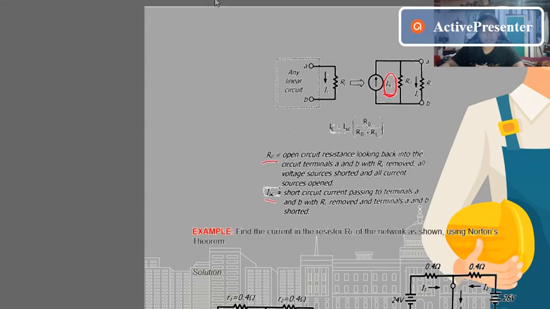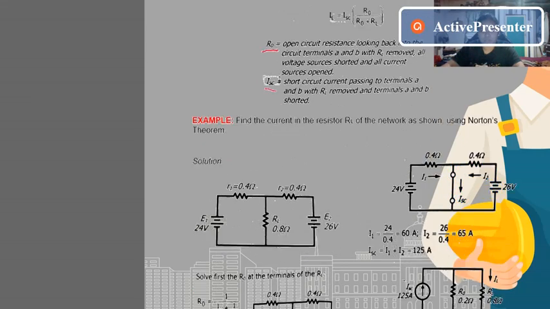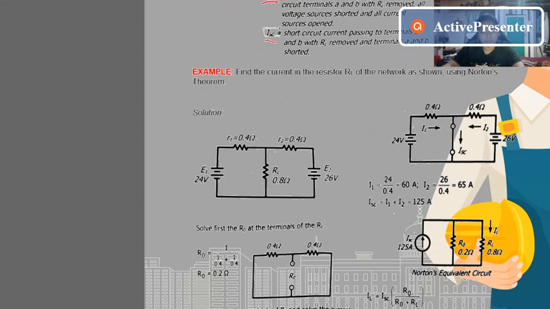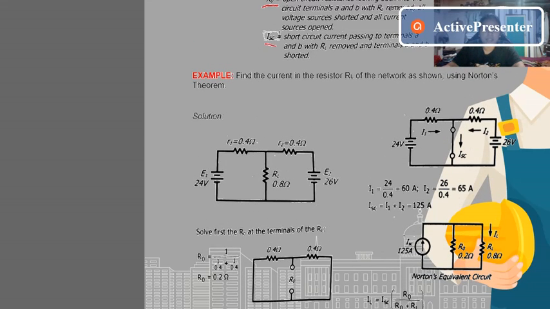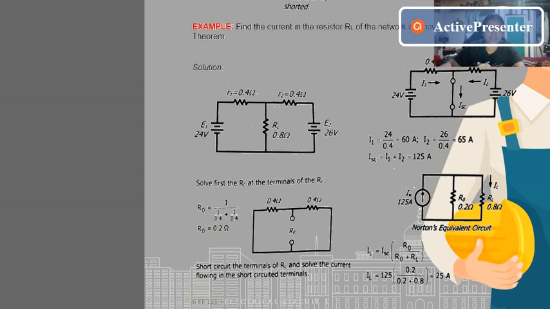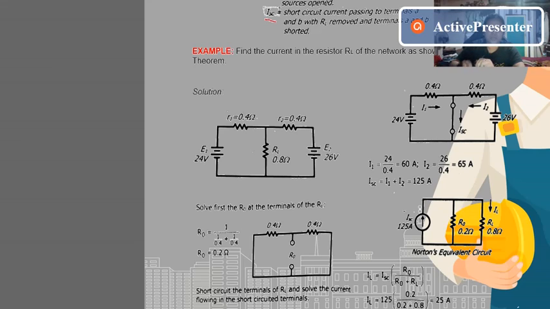So let's have our example for Norton's theorem. So for our last example, we have here, find the current in the resistor RL of the network as shown using Norton's theorem. So natay current given. So first, we need to solve for our RO at the terminals of the RL. So same itong ganina. So RO is 0.2. Since gi-replace lang nato dire sa itong terminals A and B.